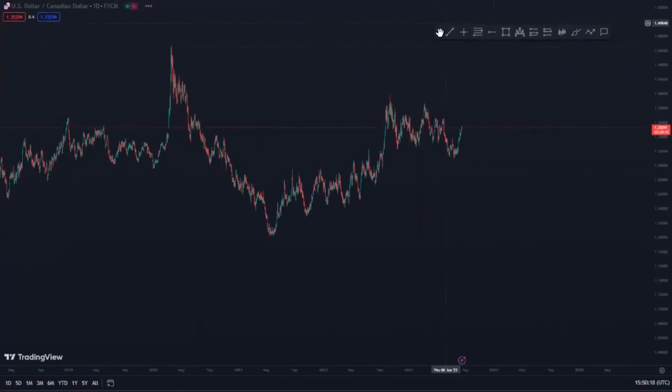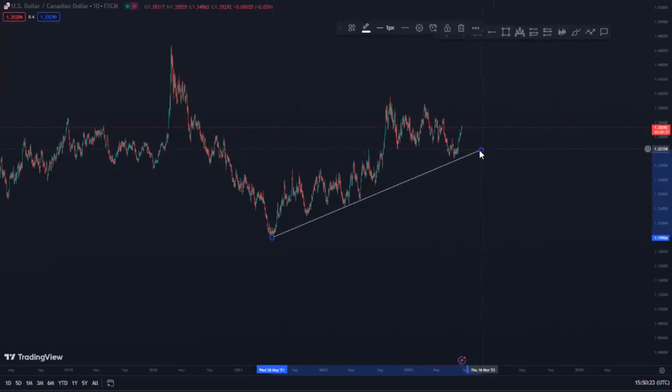Here we're looking to understand more of what price is doing. As you can see, we are able to spot this beautiful first touch here, this is our second touch here, and this is the third touch here.